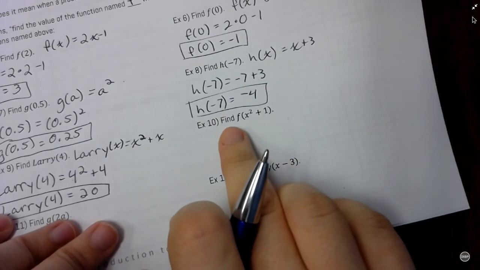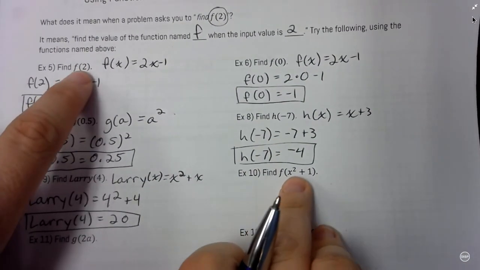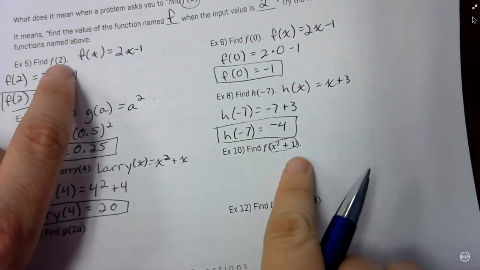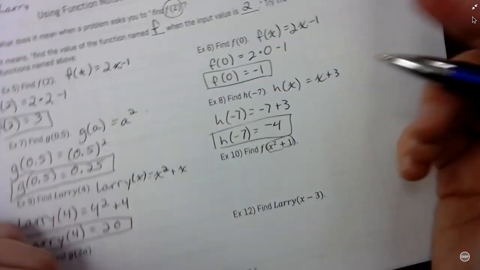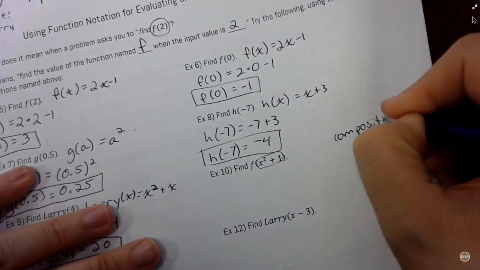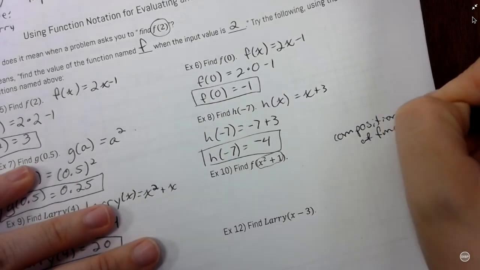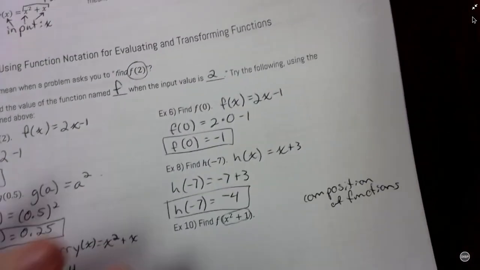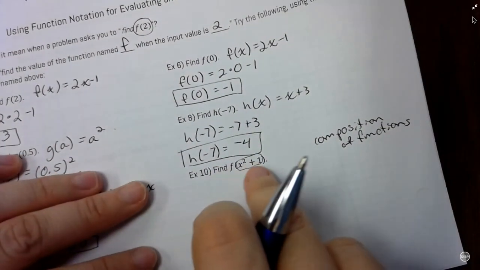So number 10. Now check out the difference here. Instead of replacing x with a number, I'm replacing x with another expression. So I'm almost putting a rule inside another rule, which by the way is called composition of functions. That's something, if you take pre-cal, you'll learn more about, but I just want to kind of throw that term out there. That's what it's called. Okay, so find f of x squared plus 1.